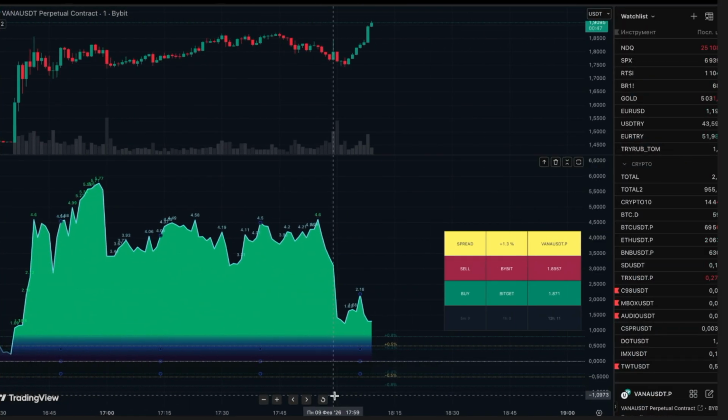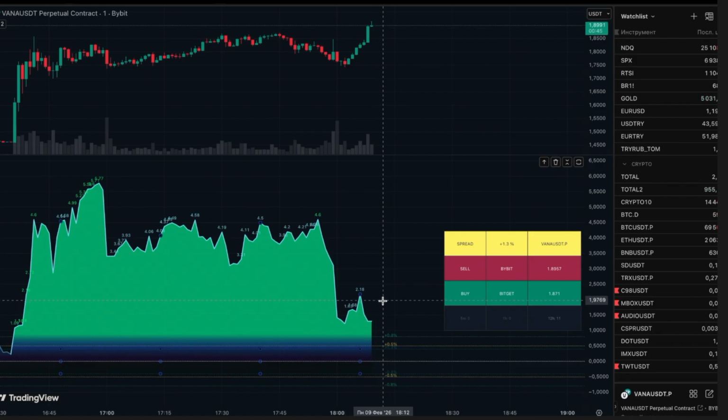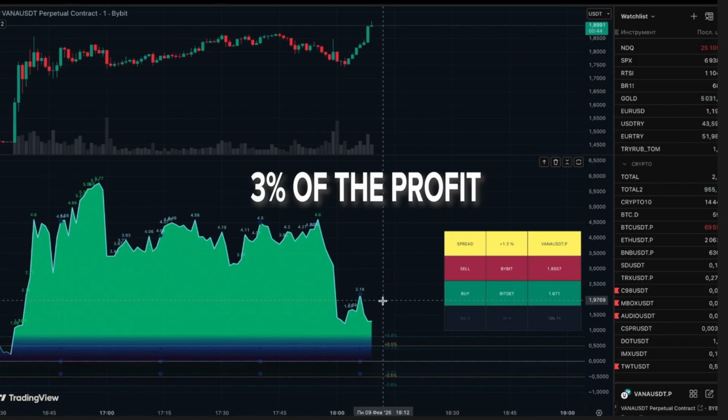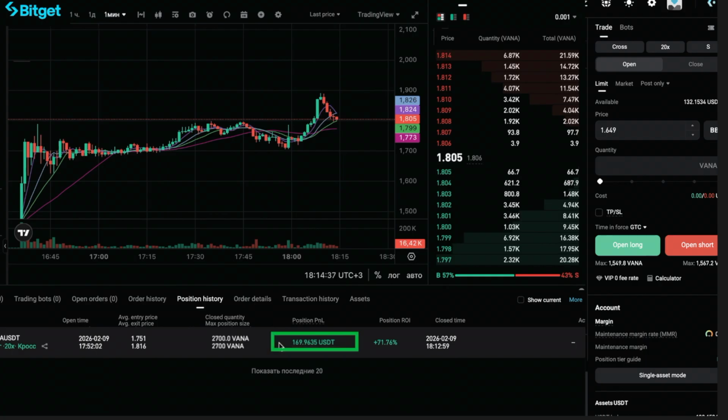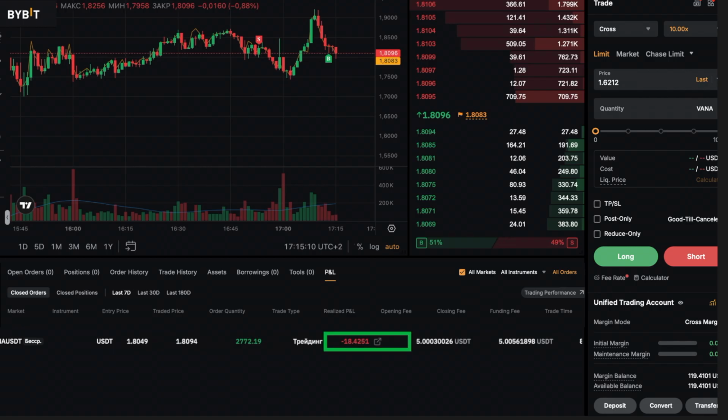We can see that the current spread is 1.3%, while we entered the pair when the spread was 4.43%. This means the pair is already giving approximately 3% profit. We won't wait for full convergence and will take what is available. Let's look at the trade result. The long on Bitget brought almost $170 in profit, while the short on Bybit resulted in a loss of $18. So the total profit was $150.